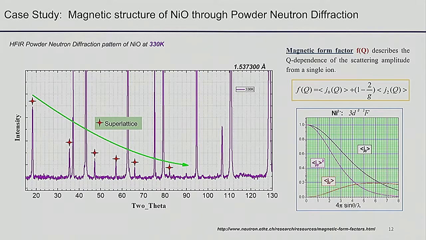As we all know, the neutron scattering length is independent of the Q spacing, so this is not Bragg diffraction from the atomic structure. When we consider the magnetic form factor, we find that for the nickel 2+ atom, the magnetic form factor is decreasing with the increasing Q spacing. So those small peaks might be the magnetic ordering.